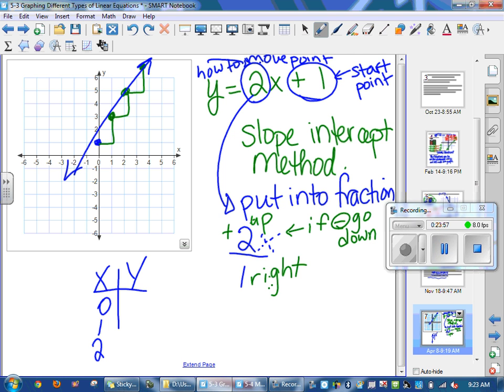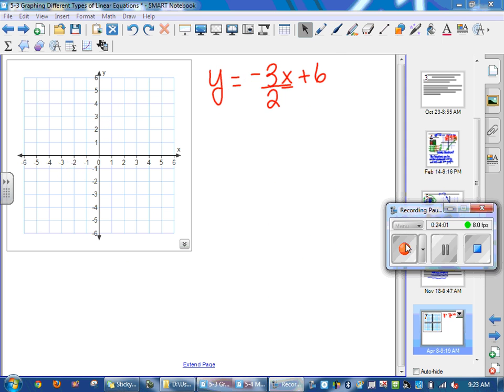So you always start with the constant. That's where I tell you to start on the y line. So where do I start on this one? Positive 6. So I'm going to make a dot on positive 6. And this tells me how to move my dots. So what does the bottom number tell me to do?